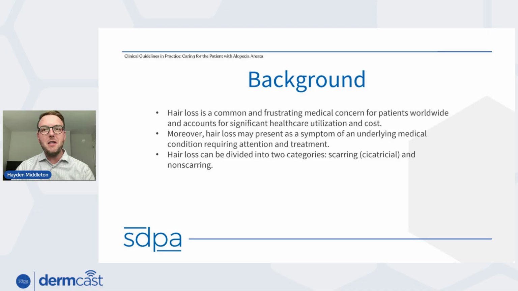So first, I think we've all seen a patient with hair loss presenting, and this is very frustrating for patients, and it really accounts for significant healthcare utilization and cost. I know in primary care, we tend to very much overorder when it comes to evaluating patients with alopecia diagnostically. And it can also be a sign of an underlying medical condition that requires attention and treatment. And overall, I think we all know this, hair loss can be divided into scarring and non-scarring hair loss, which is very important to distinguish because it certainly sets the tone for how you'll approach that particular hair loss.